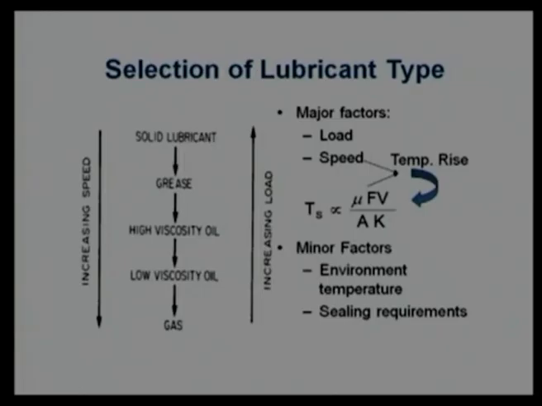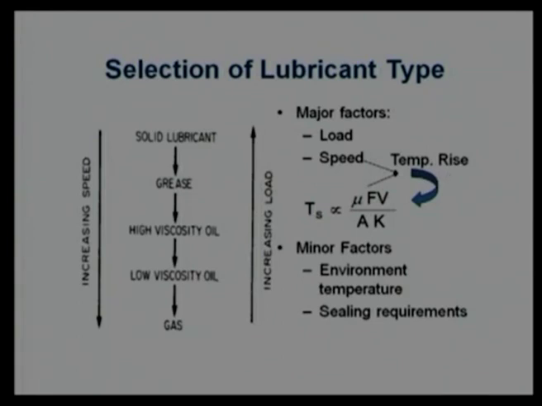After that, a number of greases come. We say moderate load and moderate speed. Similarly, high viscosity oil is for moderate load, moderate speed. Low viscosity oil, low load, low speed. Coming to the gas, which is extra low load, very low load, very high speed. Based on this, we can choose a lubricant, whether we opt for solid lubricant, grease, semi-solid, high viscosity oil, low viscosity oil, or gas. That is why we say that whenever selection comes, the two major criteria will be the load as well as the speed, and both criteria are pointing to the temperature rise.